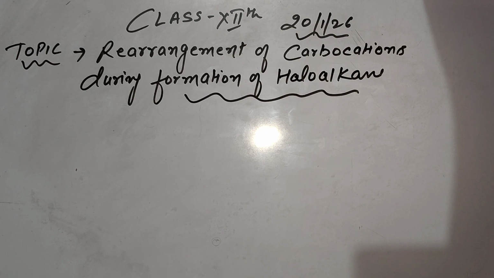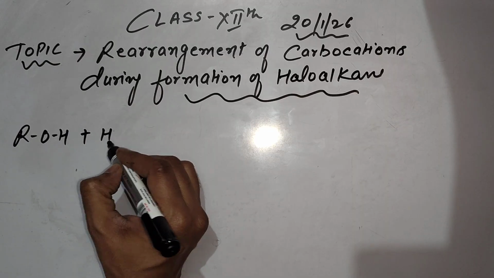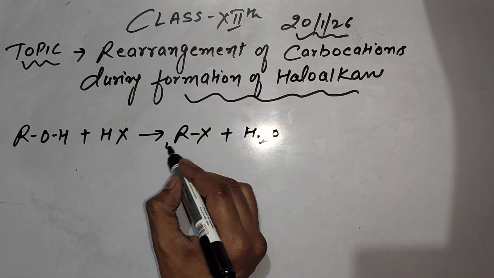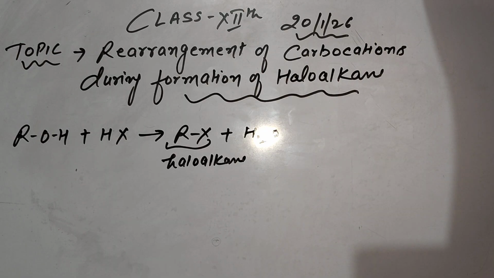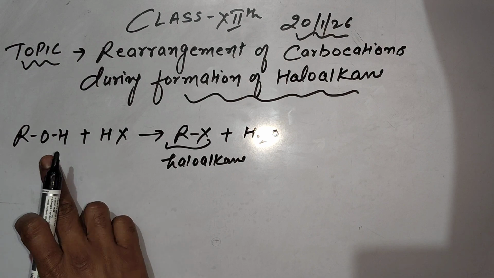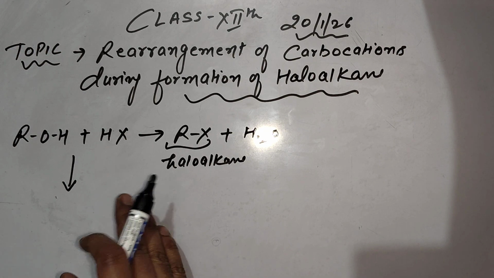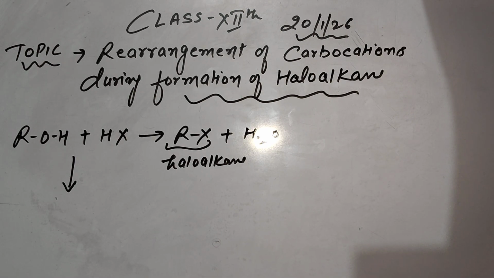In the previous video, we have done one preparation method of haloalkane with the help of alcohol and HX, ROH, alcohol, HX, halogen acid. We can create RX and H2O, haloalkane. This was the preparation method that we have done in the last video. Now, in the last video, we have also done this whole process will happen through an intermediate carbocation. So this topic is related to that carbocation. What will happen to that carbocation? Let's check with one proper example.